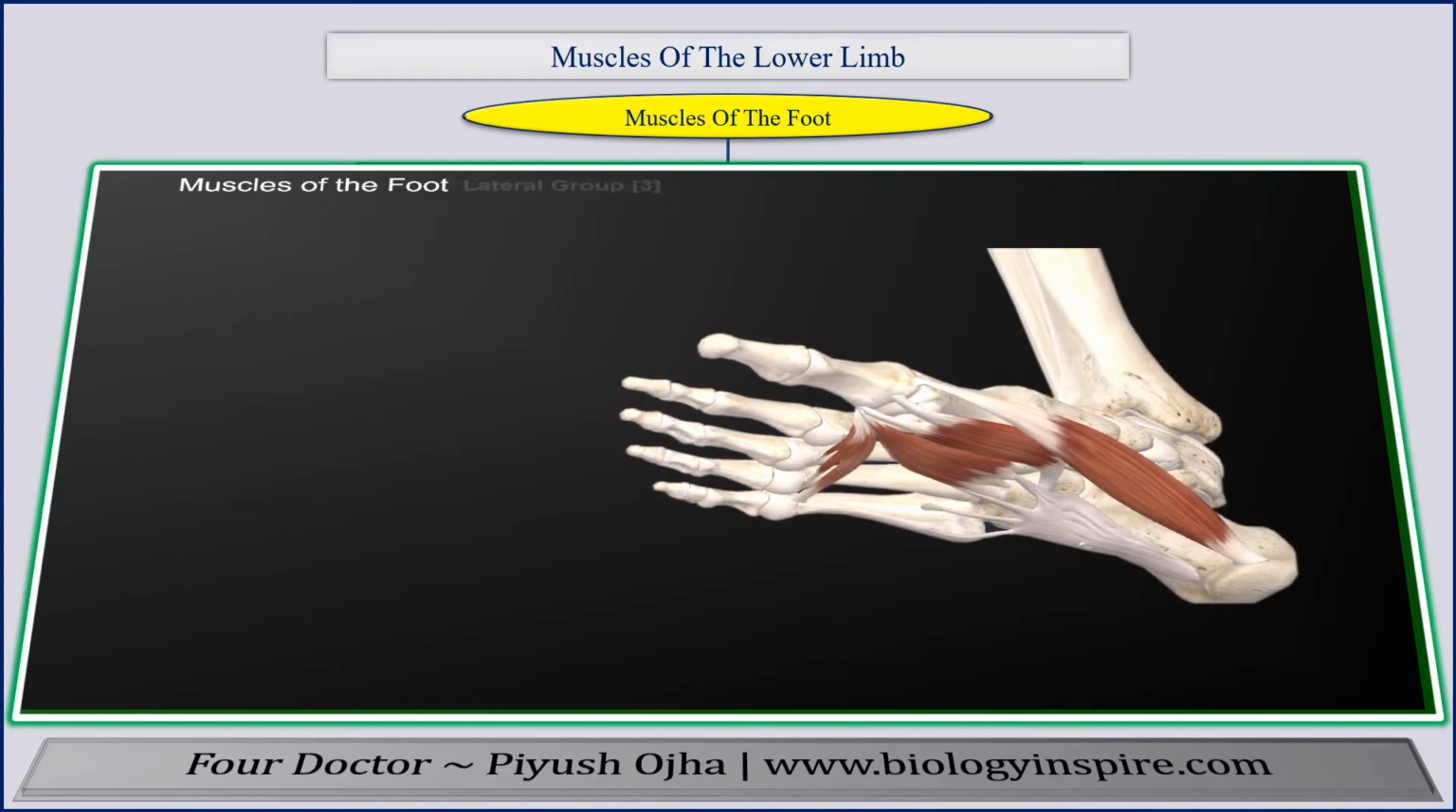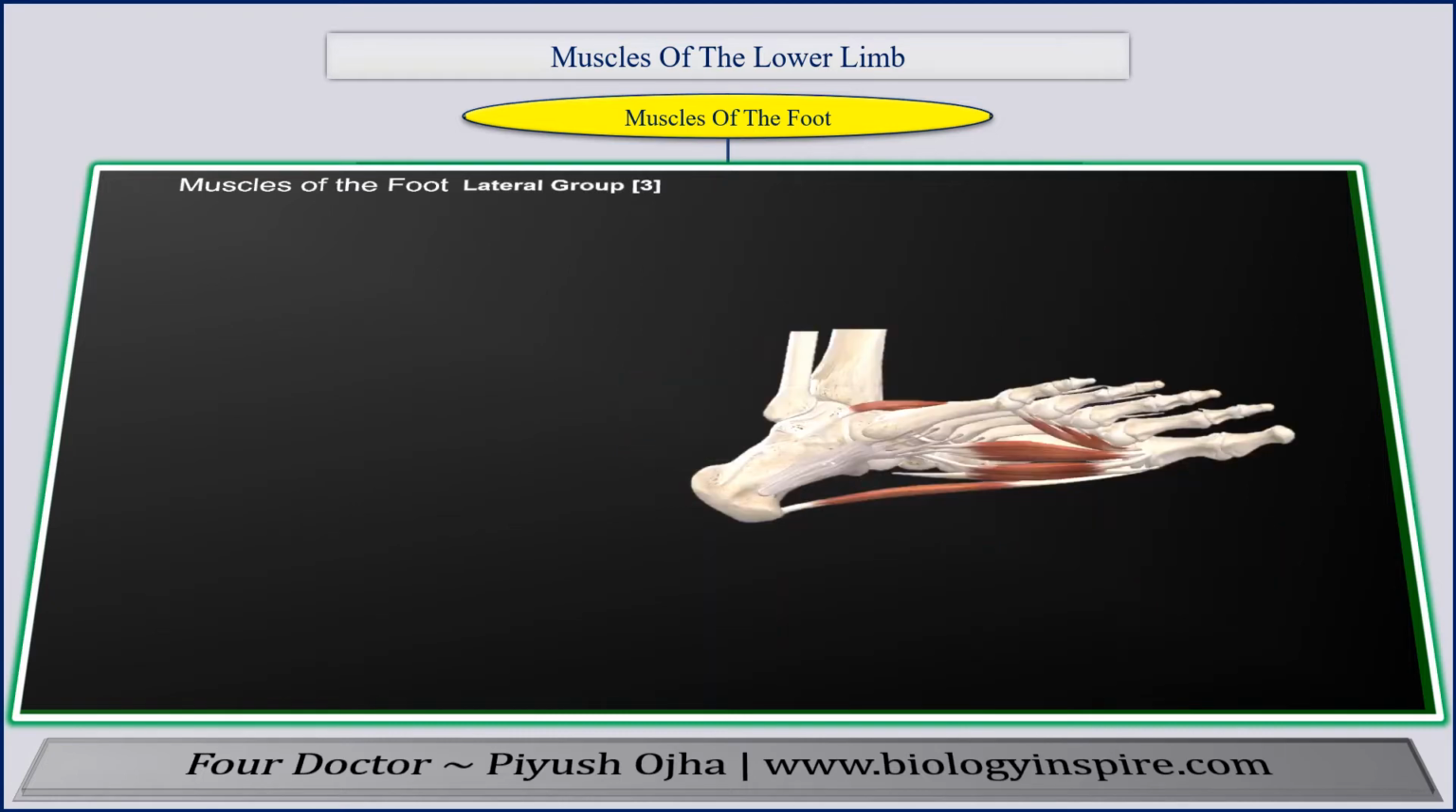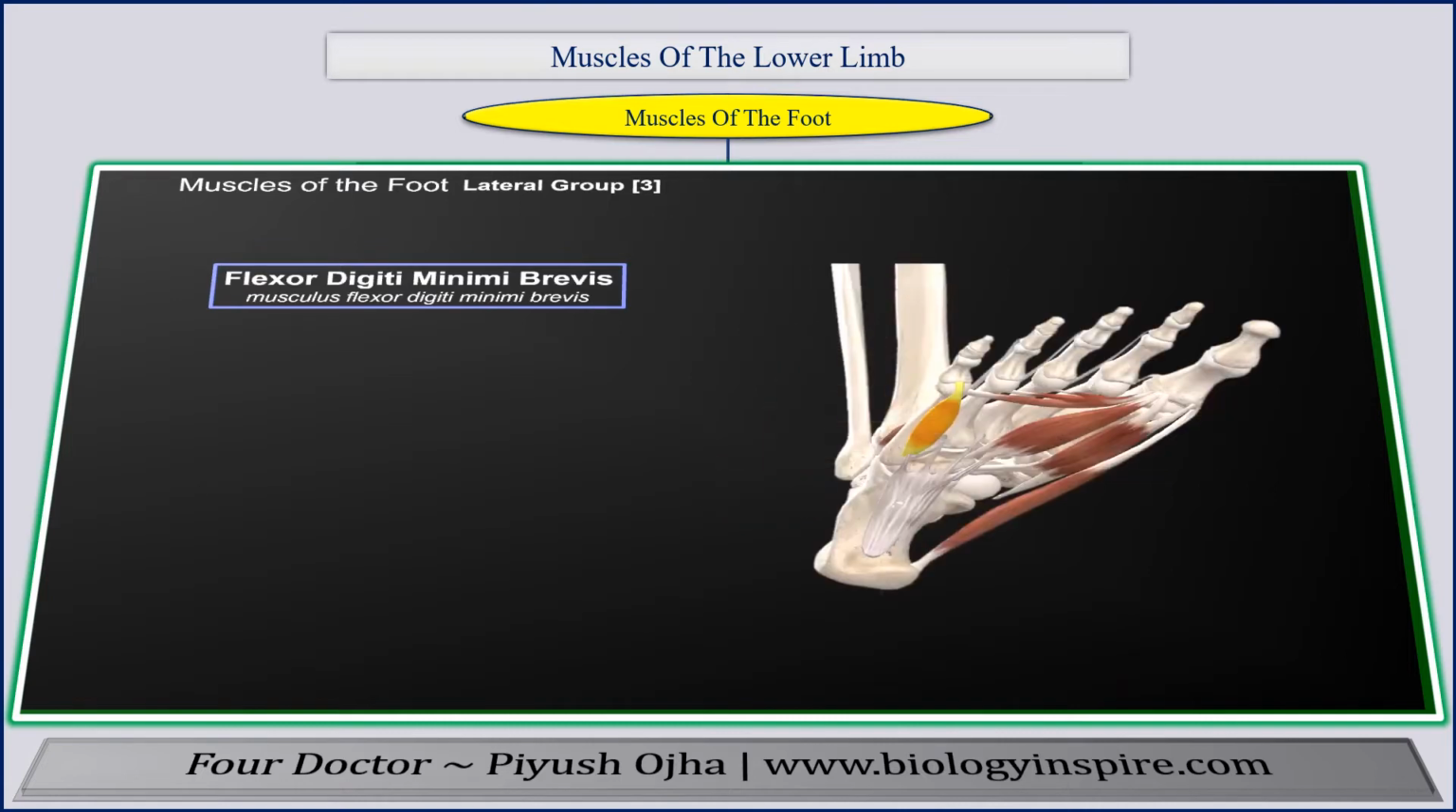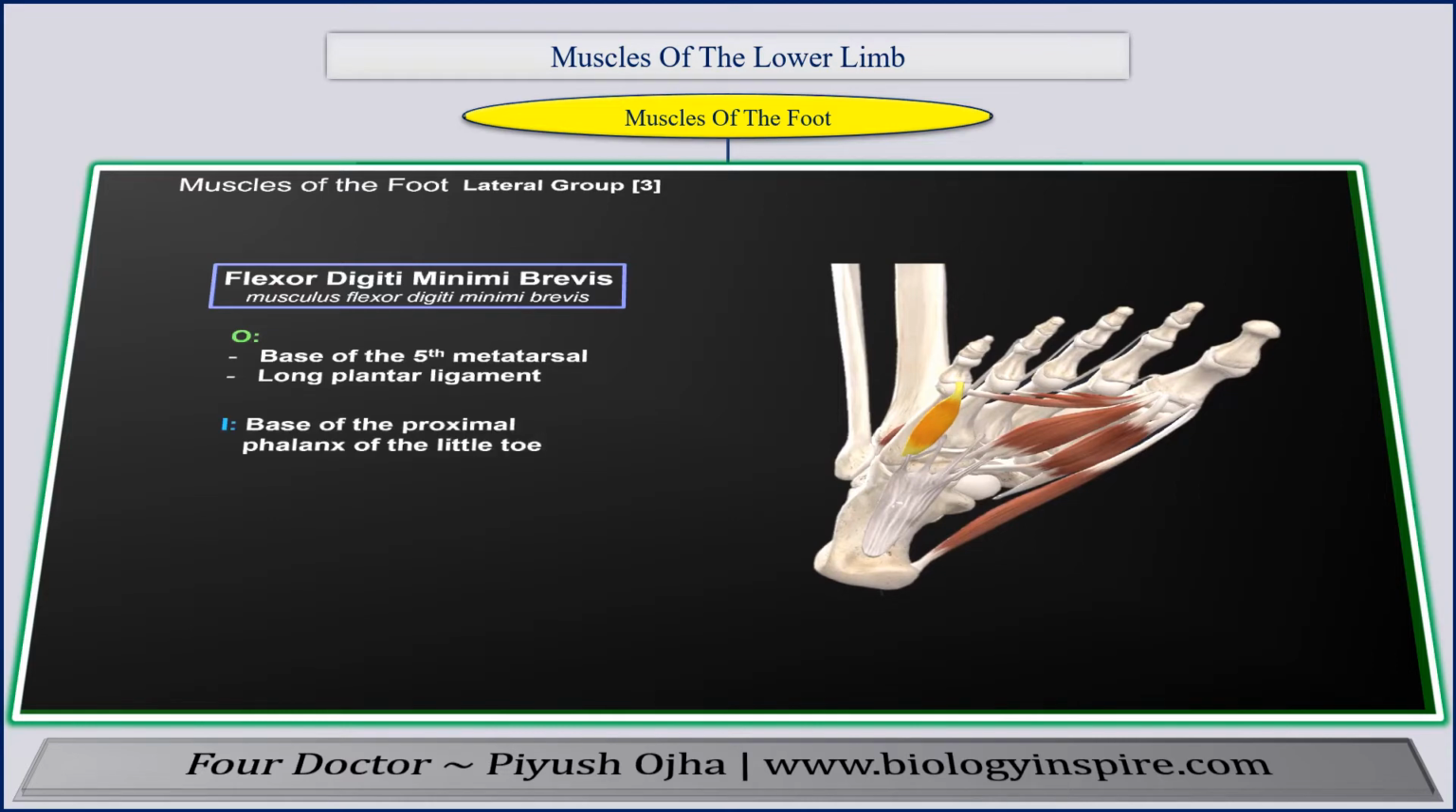Now let's cover the lateral group, which are the ones on the other side, as you see here. The first one is the flexor digiti minimi brevis, which is this one. It originates from the base of the fifth metatarsal as well as from the long plantar ligament. It inserts at the base of the proximal phalanx of the fifth toe, and its function is flexion of the little toe. So that's this one.